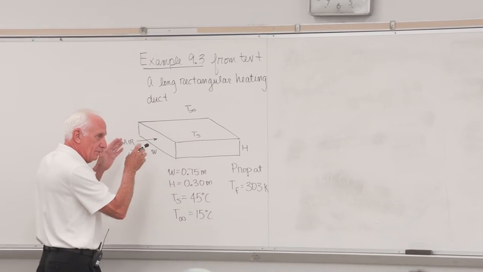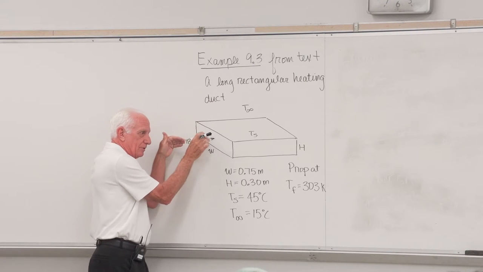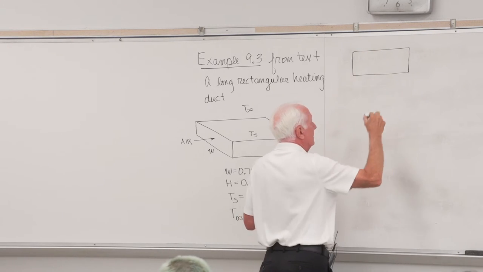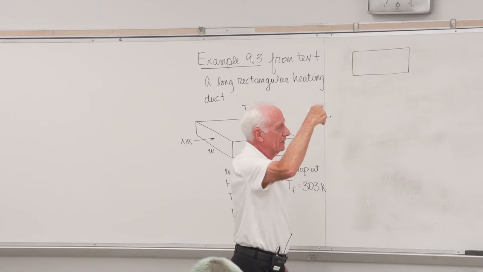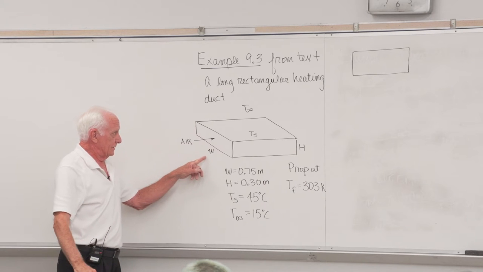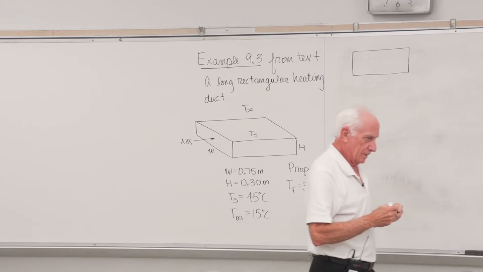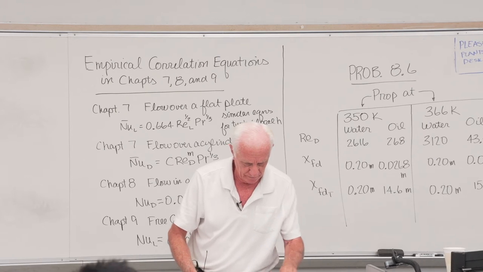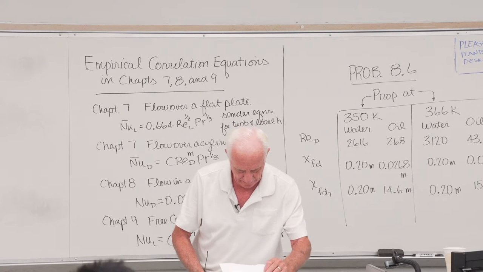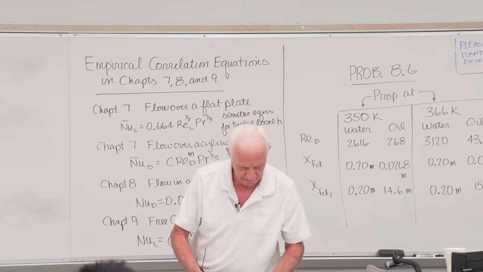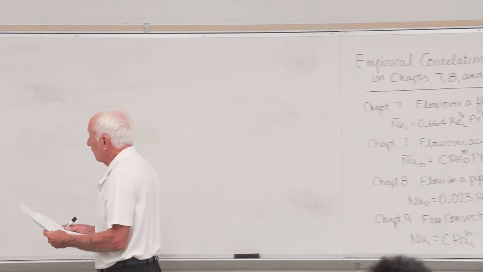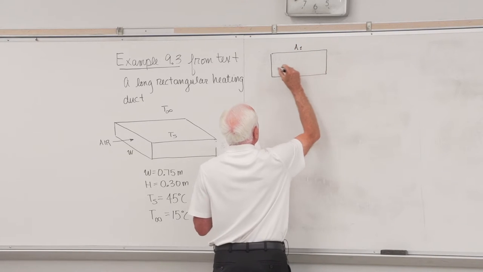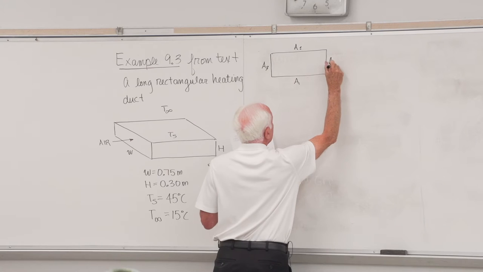I'm gonna show you a picture of the duct looking straight on where the air comes in, this view here on the left-hand side. Okay, the air is coming in this way from here. So what do I see? I see a bottom surface, a top surface, and two sides. So I'm going to call those A1, A2, A3, and A4. So I'm gonna call this one A1. The top is A2. This is A3. This is A4.